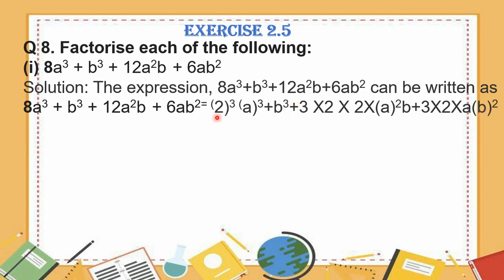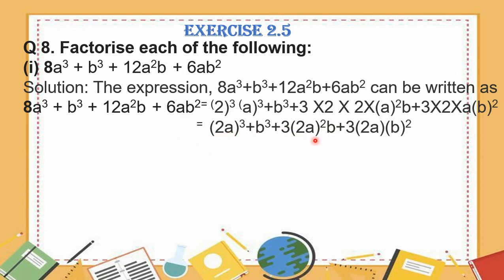Now, as we observe, this 2 and a have the same exponent 3. That means the bases we have to multiply: 2 and a becomes 2a, and the whole is raised to the power 3. Similarly, here it is 2 into 2, which can be expressed as 2 square, and now 2 square into a square becomes 2a whole square. So in the next step, we will write 2a whole cube plus b cube plus 3 into 2a square b plus 3 into 2a into b square.